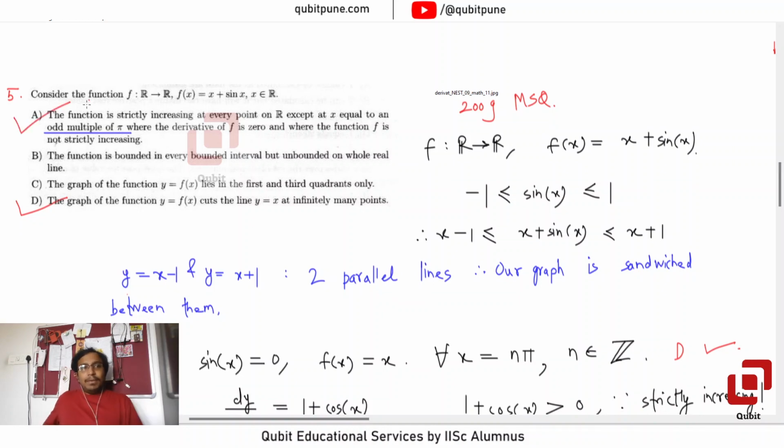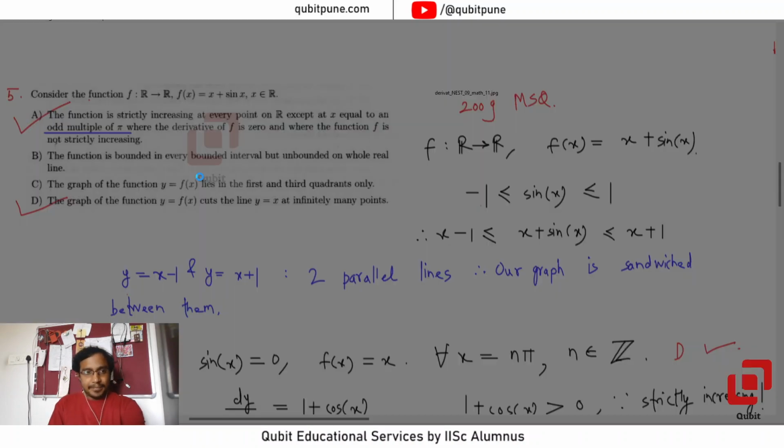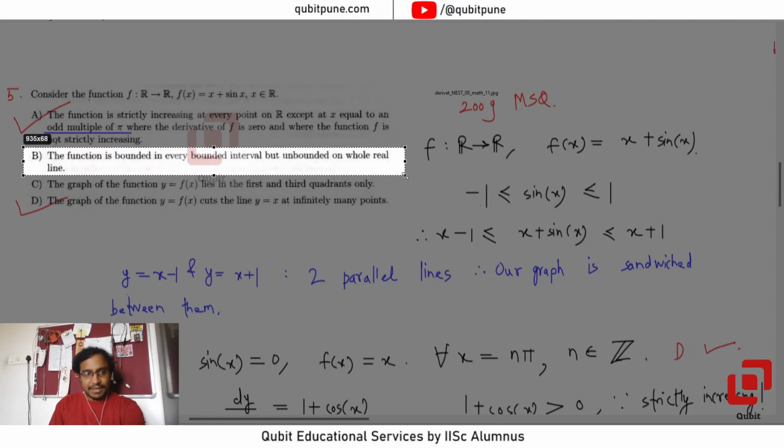Now let us come to B and make use of the text that we have written in the blue color. The function is bounded in every bounded interval but unbounded on the whole real line. That's true. Now how are we going to justify that?